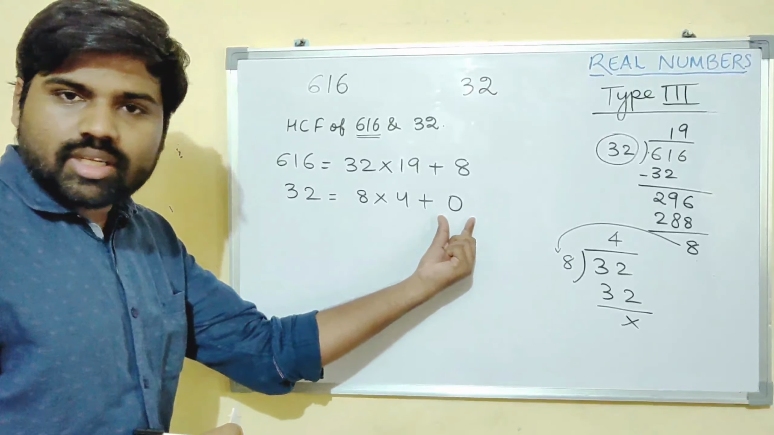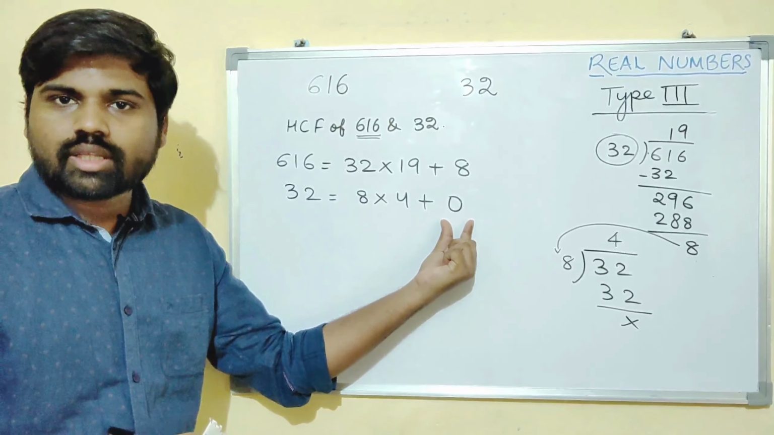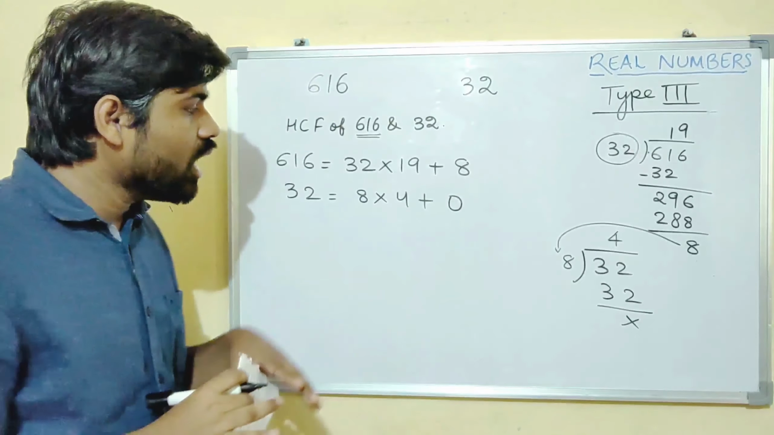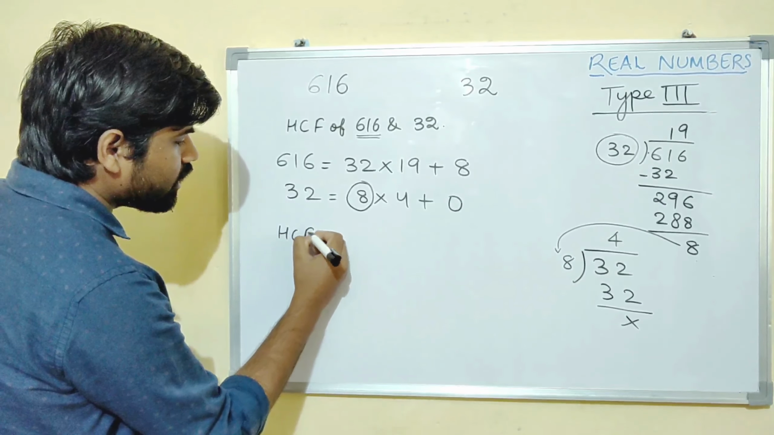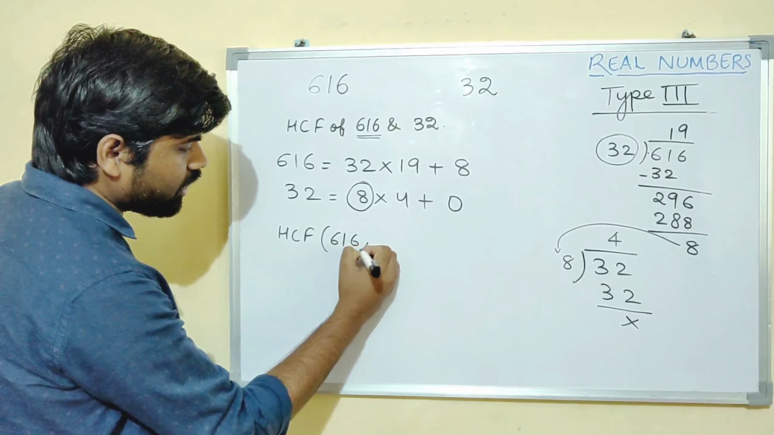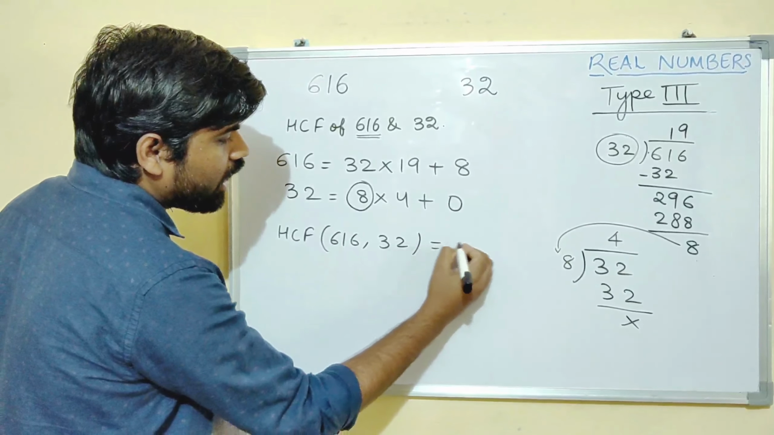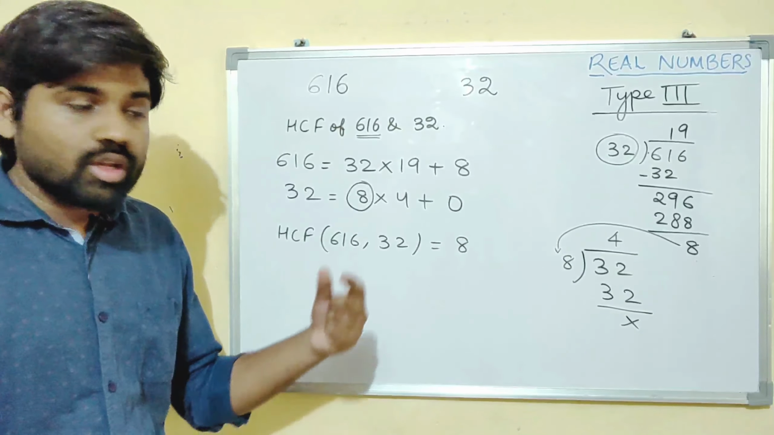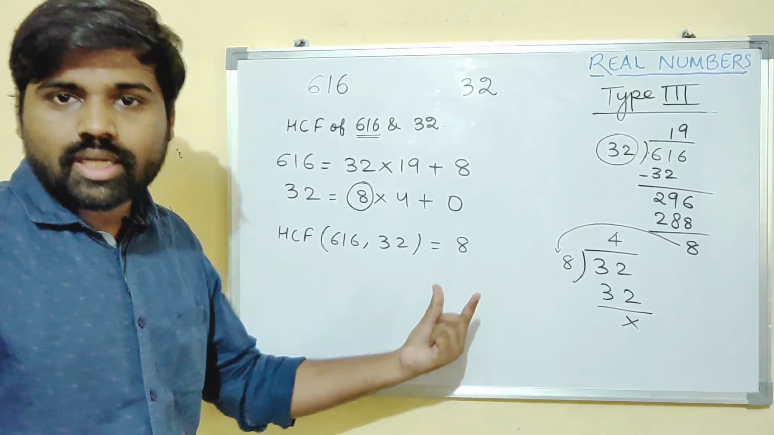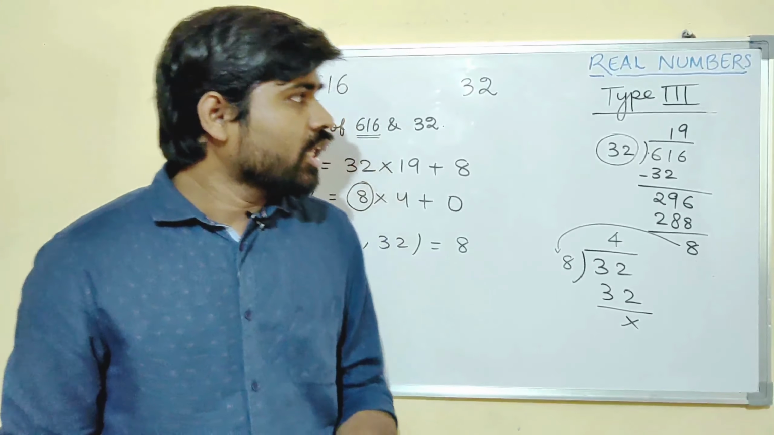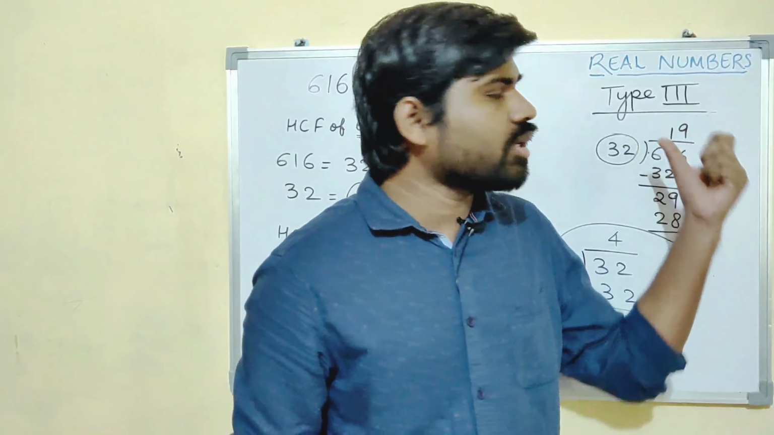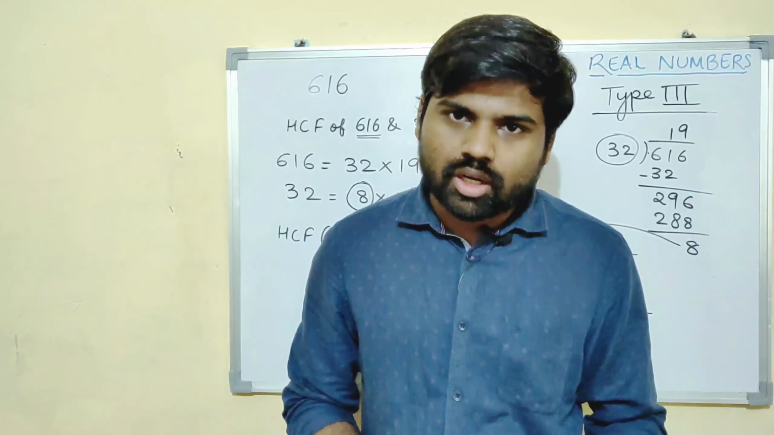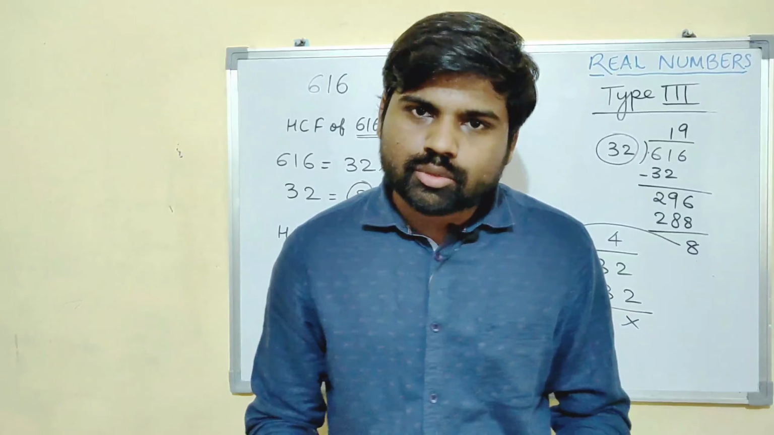Now since the remainder is 0 in the last step, okay, this is the last step because the remainder is 0, the divisor here will be your answer. That means HCF of 616 and 32 will be 8. That means there will be 8 columns, right? There were only 2 questions in your book based upon this third type of question, based upon Euclid's division algorithm. I'll give you some practice questions to tackle.